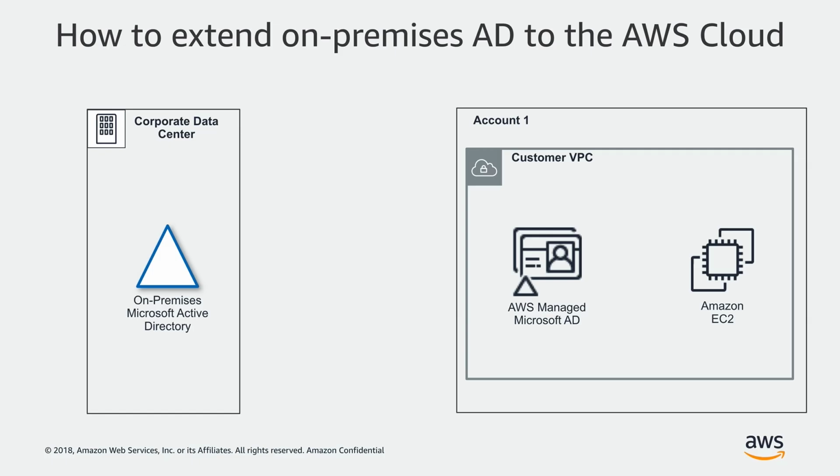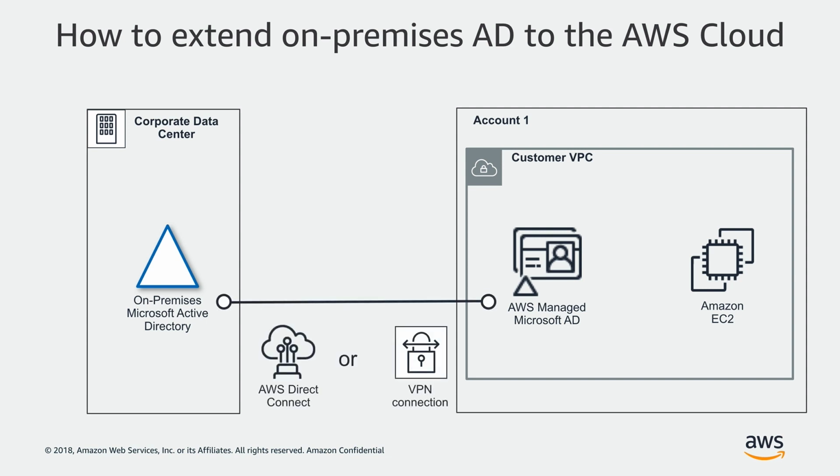Today, I will demonstrate how to extend your on-premises AD to the AWS cloud using AWS Managed Microsoft AD and AD Trust. With a trust, your users get the Windows single sign-on experience to AD-aware applications on-premises and in the AWS cloud. On the left is your on-premises Microsoft AD. On the right is your AWS VPC with AWS Managed Microsoft AD and Amazon EC2 Windows.